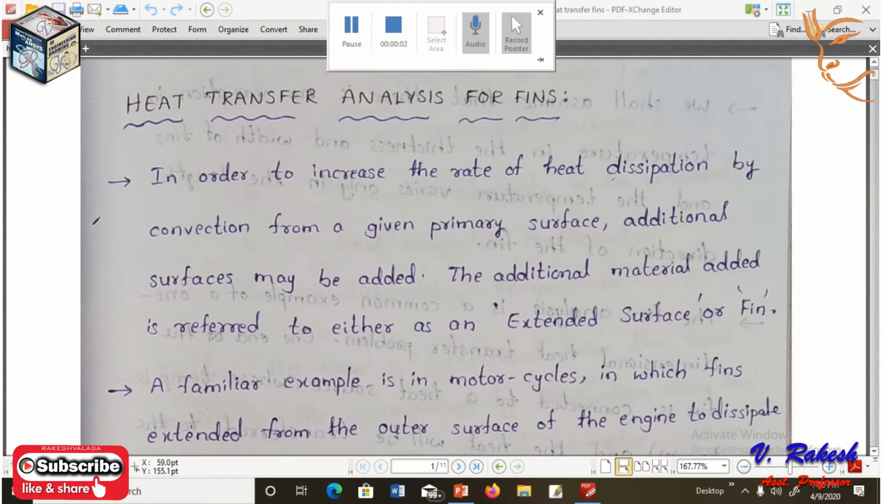In this lecture, I am going to discuss one important topic in application of heat transfer. The topic is heat transfer analysis for fins.